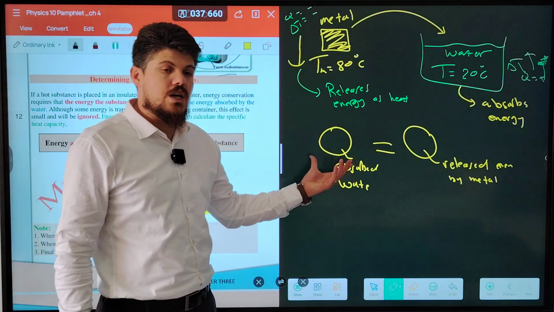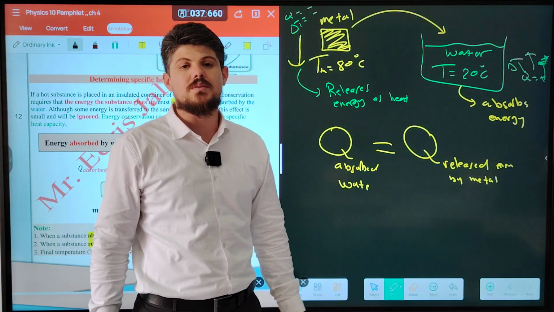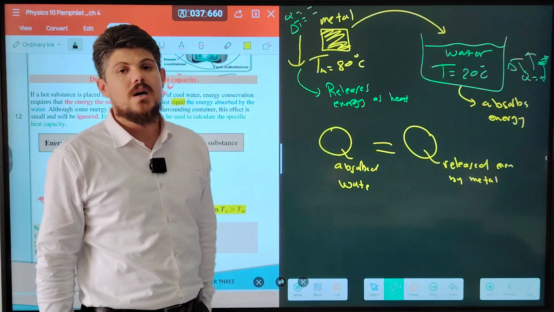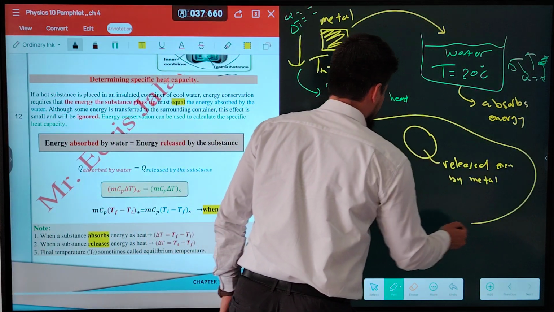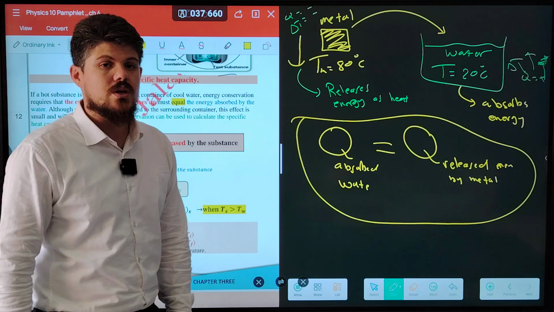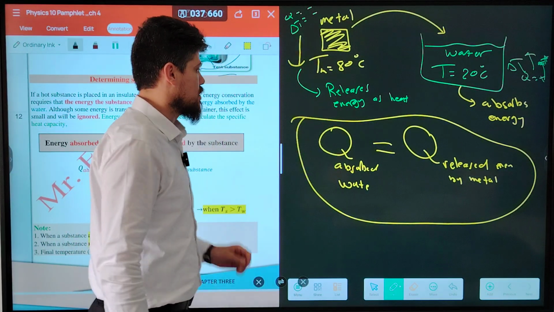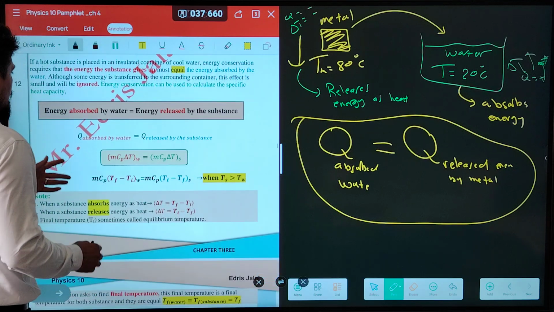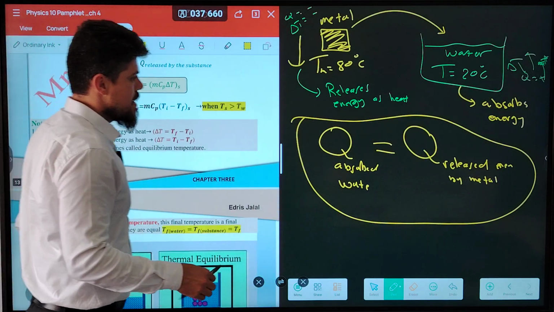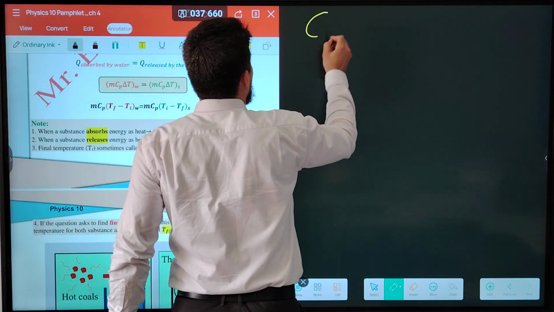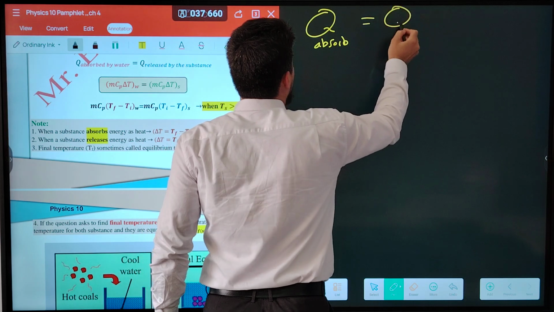The amount of energy absorbed by the cooler object is equal to the same amount of energy released by the hot object, which is the metal. So this is called the conservation of energy. According to the conservation of energy, the gained energy is equal to the released energy. Energy absorbed by water is equal to energy released by the substance. Now, according to this, Q absorbed is equal to Q released.